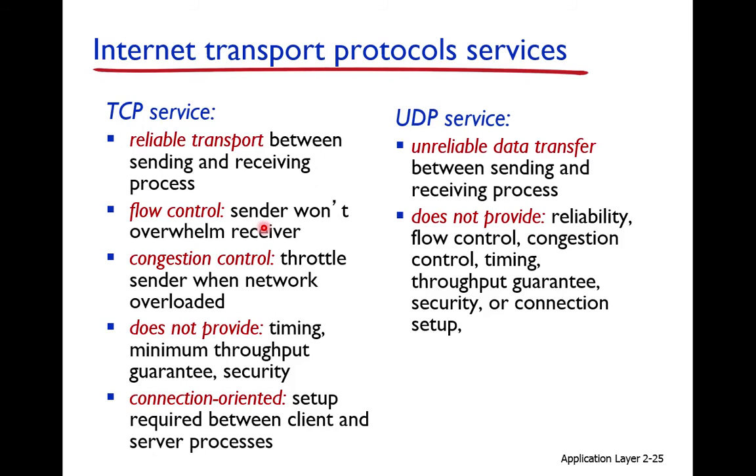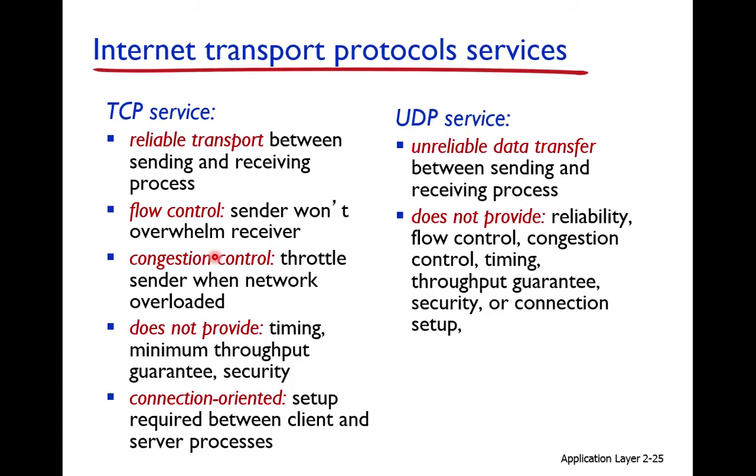So in flow control, there is a mechanism in TCP that the sender sends the data at the rate which can be processed by the receiver. If the receiver can process 1 MB of data, the sender will send 1 MB. If the receiver can process 2 MB, the sender will send 2 MB. So the sender will not overwhelm the receiver's capability. This is called flow control.